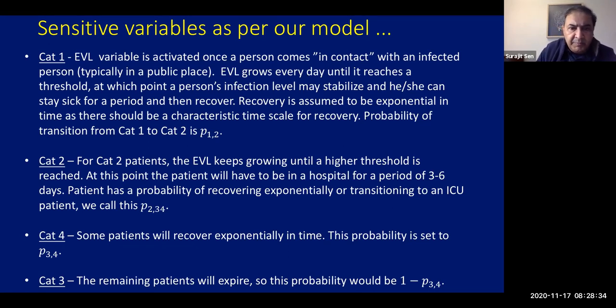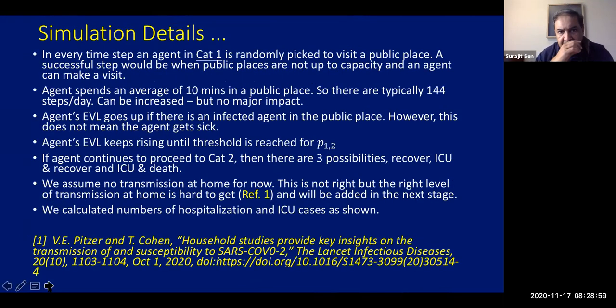A patient has a probability of recovering exponentially or transitioning to an ICU patient. We call this P2 and then 3-4. So 3-4 would be in ICU. In ICU, category 4, these are the patients who recover exponentially in time, and category 3 are the patients who will not recover, who will pass away. So that's how the model is set up.